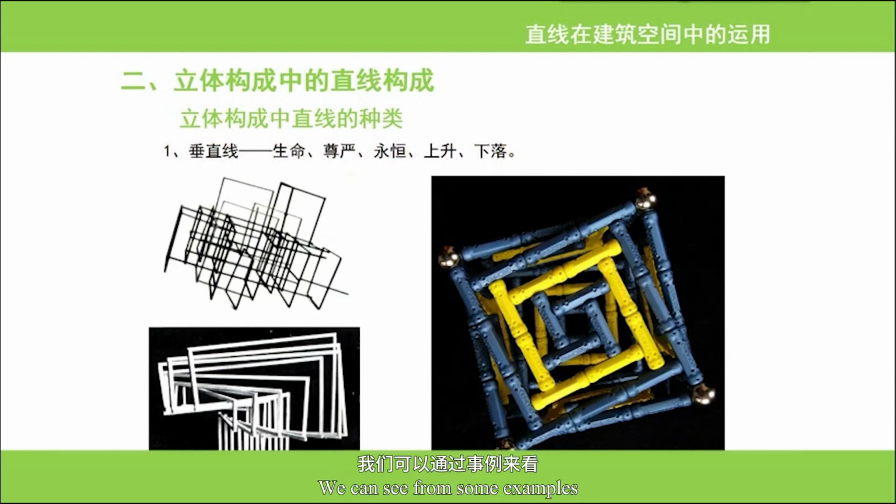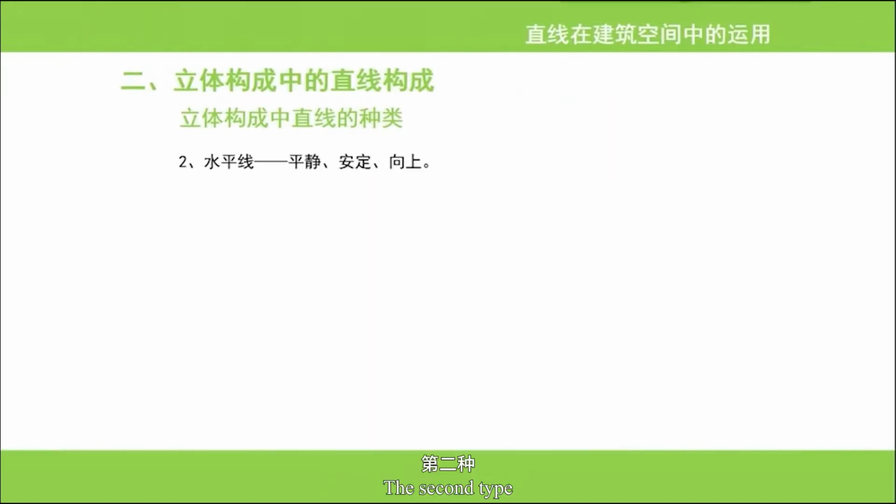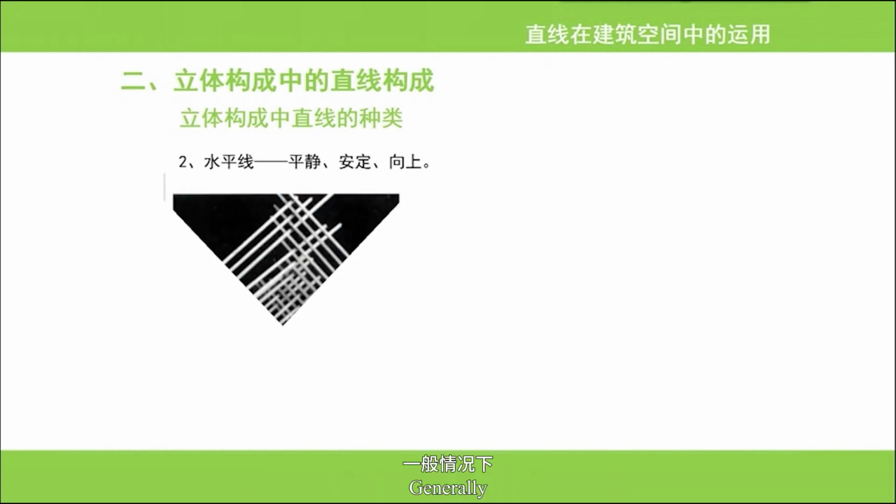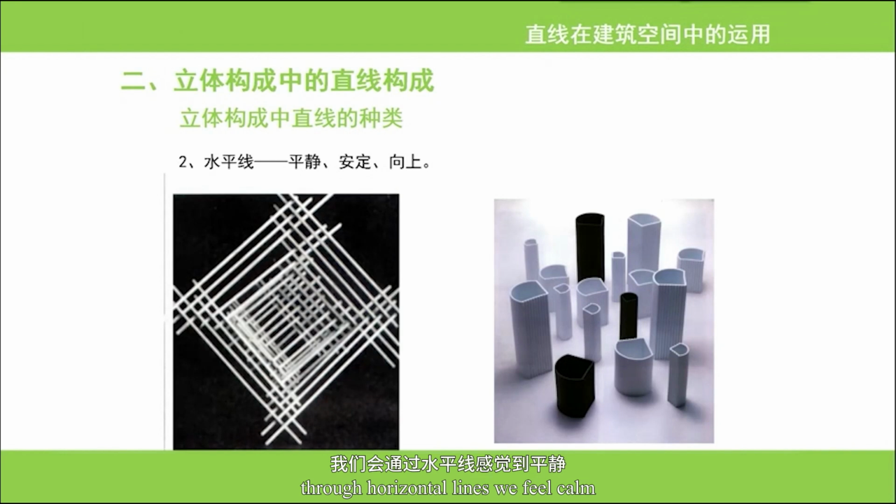We can see from some examples. On the left side, through the vertical in solid, we feel the power of life and a rather solemn feeling. And on the right side, as we can see here, vertical lines in different directions give us a very stable and solemn feeling. The second type is horizontal lines. So what kind of feeling do horizontal lines give us? Generally, through horizontal lines, we feel calm, stable, and uplifting.